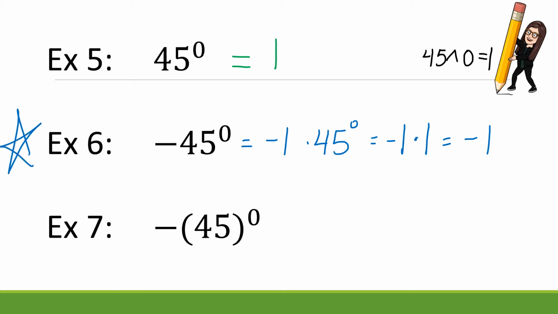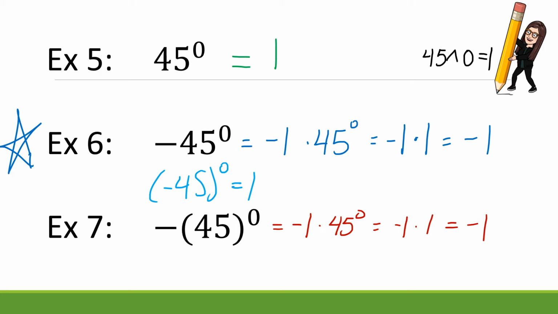So maybe put a star by that. That's something to keep an eye out for. Let's look at this last one. This last one also says that the negative is not included. So it's like I've got a negative 1 on the outside. We're timesing by 45 to the 0 power, which is 1. So we still get negative 1. So when would I get a positive 1? If the whole thing is to the 0 power. That would be a positive 1.